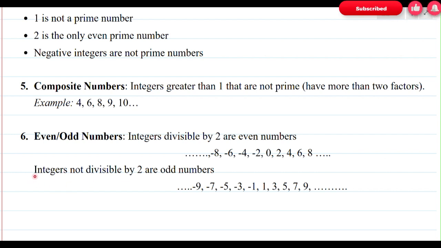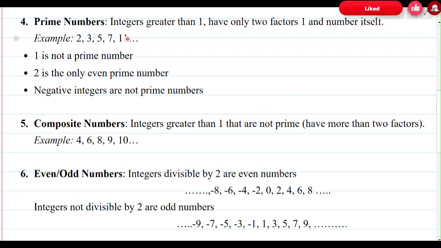And the integers which are not divisible by 2 are odd numbers. For example, 1, 3, 5, 7, 9, and so on. The same is the case for negative integers: -1, -3, -5, -7, -9, and so on, right? For even and odd numbers, we take the integers: those divisible by 2 are even, and those not divisible by 2 are odd. But when we are talking about prime and composite numbers, we are only taking the positive integers which are greater than 1. I hope the concepts of the introduction to numbers are clear to you.